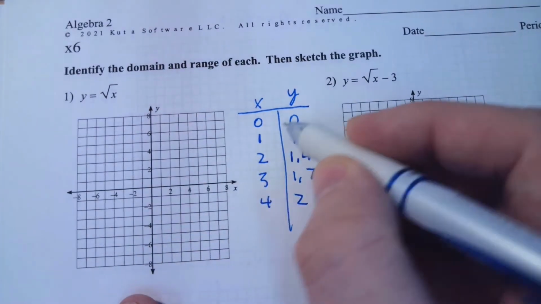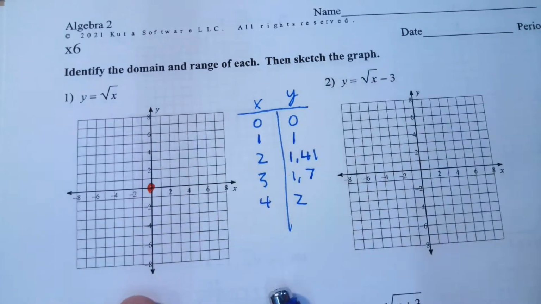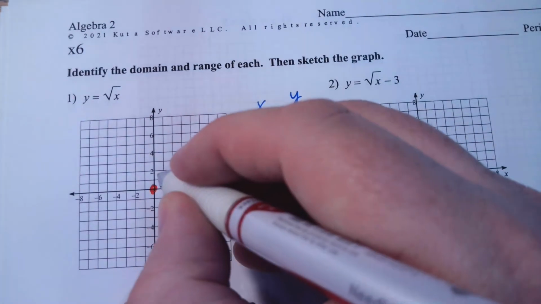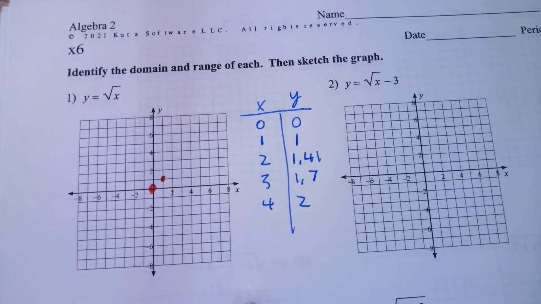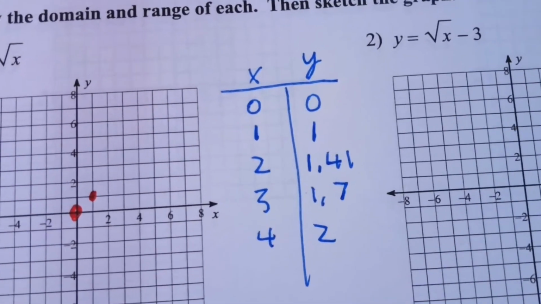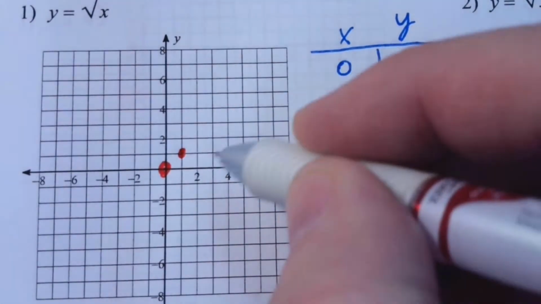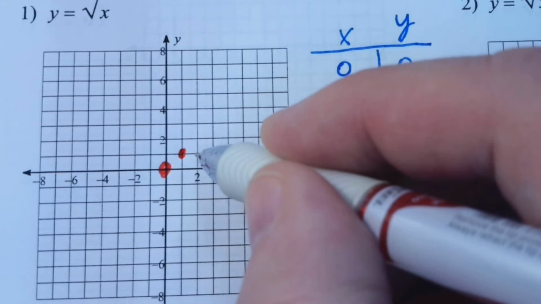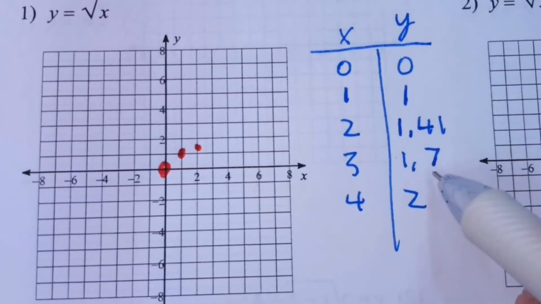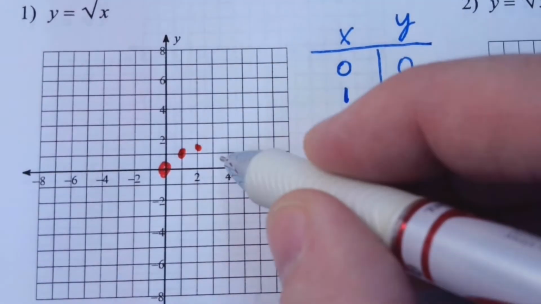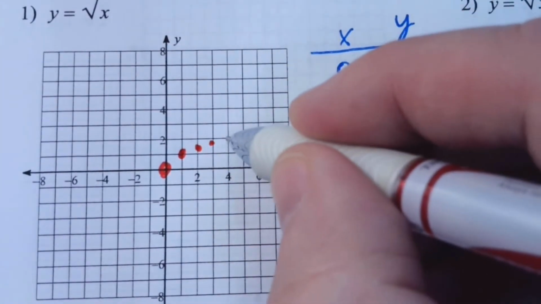Okay, 0, 0. That's easy. Let's see if this shows up good. I like using red to graph. 1, 1. And I'll punch in a little bit on this so we can see it. Two, 1.4. Well, I guess 1.4 is in between 1 and 2, right? Maybe here? 1.7. Well, I guess that would be a little above 1.4, right? And 4, 2.